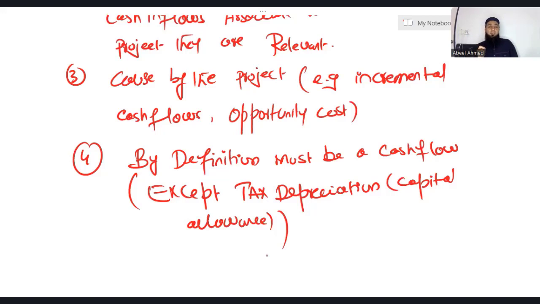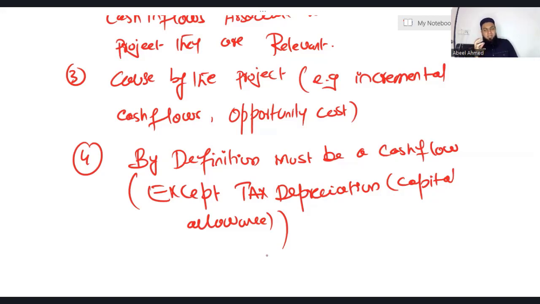Tax depreciation itself is not a cash outflow, but what happens? Tax depreciation actually reduces your taxable profits. It reduces your taxation. It results in tax savings. So since tax depreciation itself is not a cash outflow, but organizations save tax because of it, that is why we incorporate tax depreciation in NPV.